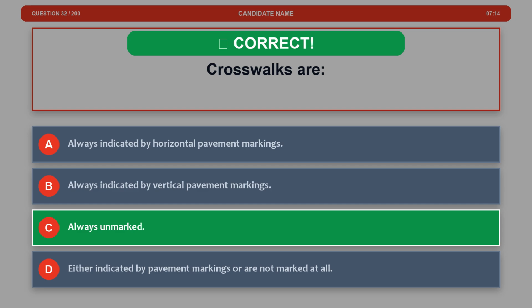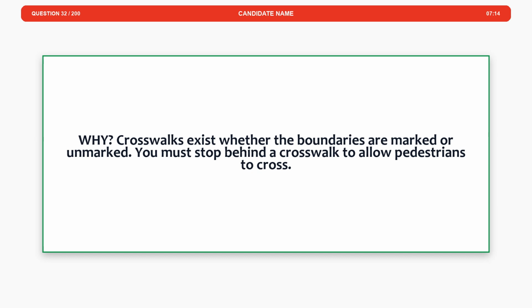The correct answer is option C. Always unmarked. Explanation. Crosswalks exist whether the boundaries are marked or unmarked. You must stop behind a crosswalk to allow pedestrians to cross.